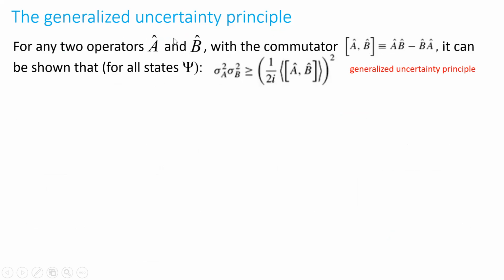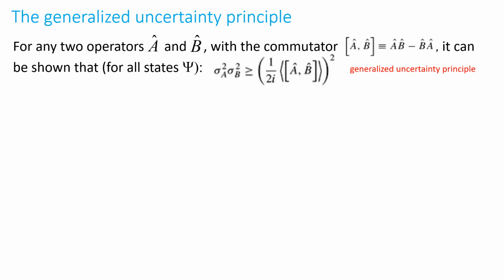So anyway, for those two operators A and B with this commutator, it can be shown, and the proof is in the textbook, it takes several pages, that the variance of A times the variance of B is greater than or equal to this quantity, 1 over 2i times the expectation value of the commutator of A and B, the whole thing squared. Okay, so that looks a little mysterious, but it's called the generalized uncertainty principle, and it applies to any two operators A and B.